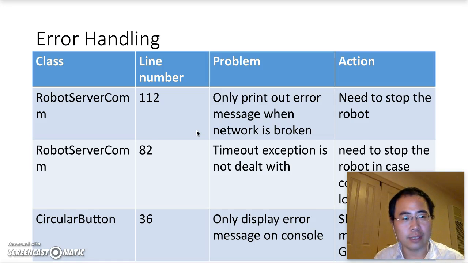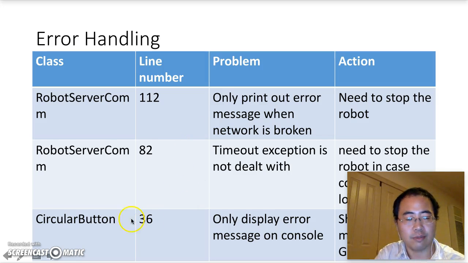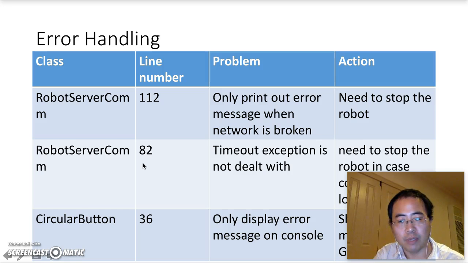The exception handling is an essential part of this project, but we have some problem with that. For example, in some classes, we only print out error message generated by default by Eclipse. So we need to add some exception handler to deal with these exceptions. For example, on line 82 of the Robot server com, timeout exception is not dealt with.